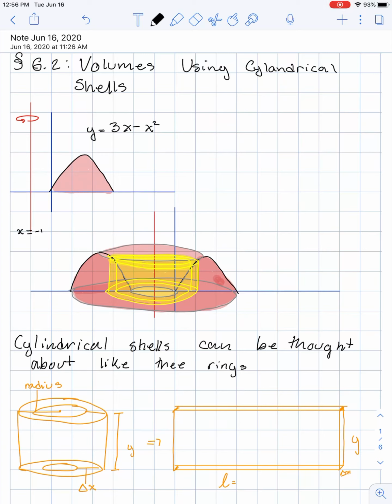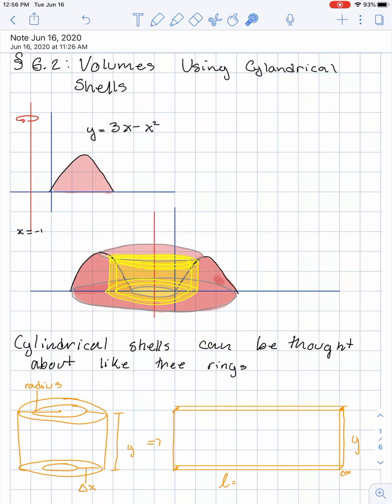So we are going to cover section 6.2, volumes by cylindrical shells. Last section, 6.1, we discussed slicing, washers, and discs. And now we're going to do it by cylindrical shells. And so it's a little bit different. So I'm going to start off with an example like last time.